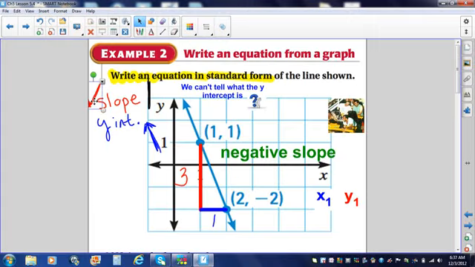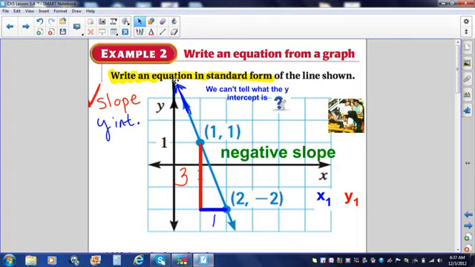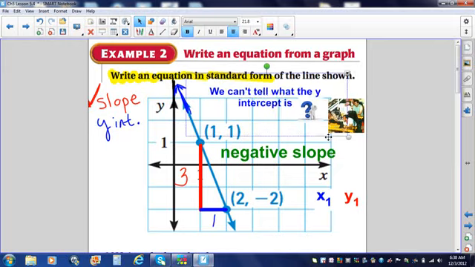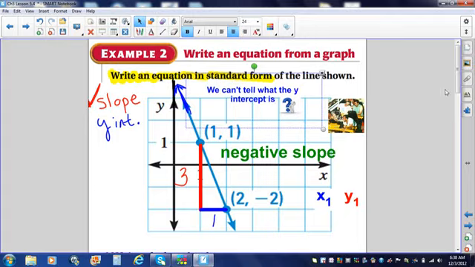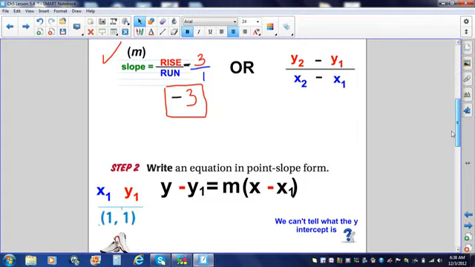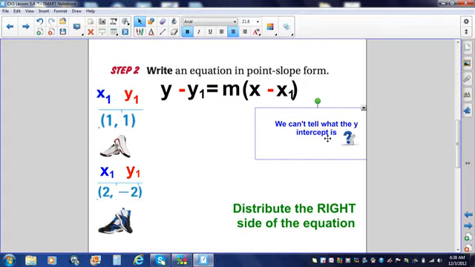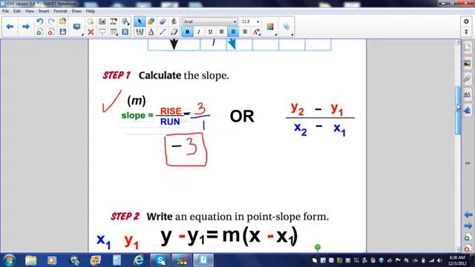We found the slope. The next thing we have to do is find the y-intercept. If I extend my y-axis and I extend the line, I think that the y-intercept is going to be here at 3, but I am not 100% sure. It's very difficult to tell what the y-intercept is. So I made myself a note: we can't tell what the y-intercept is.